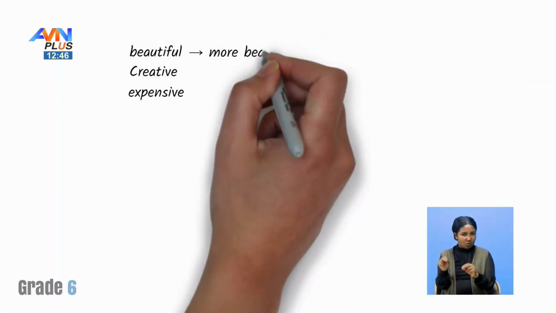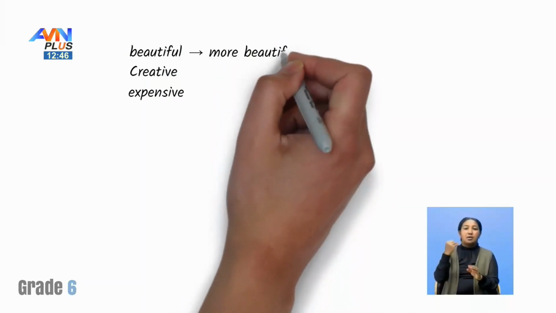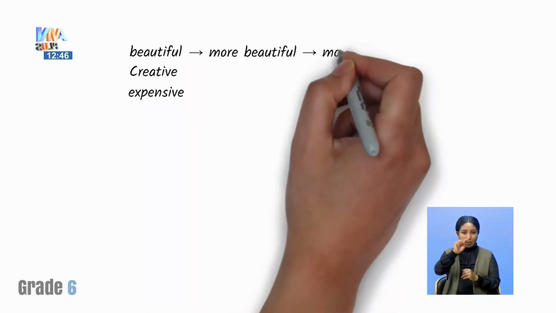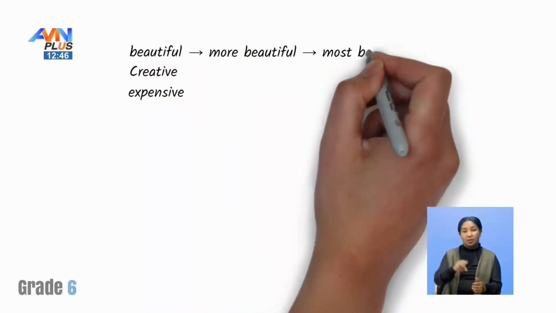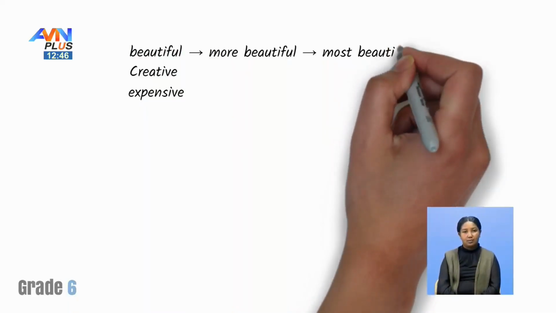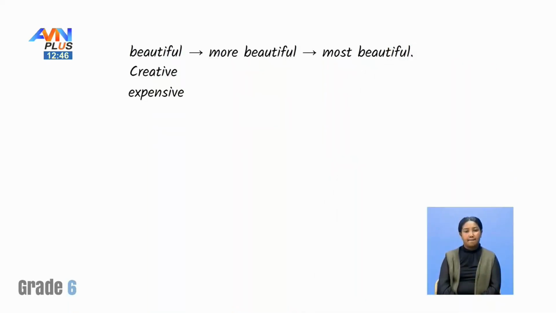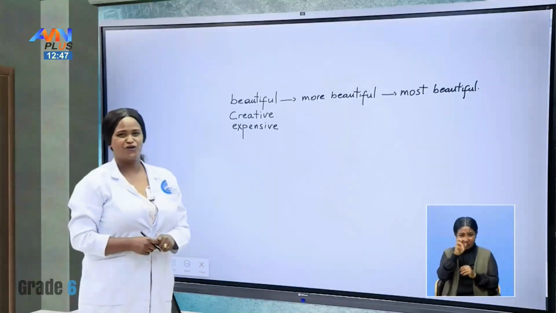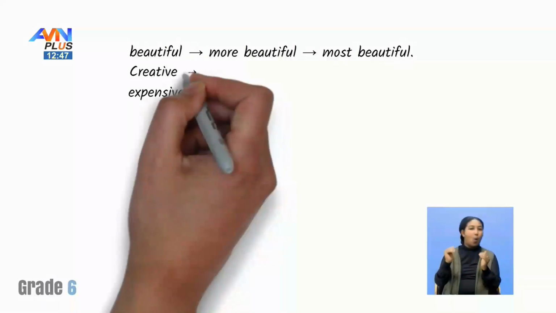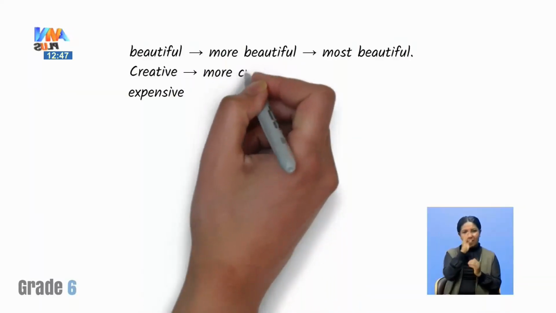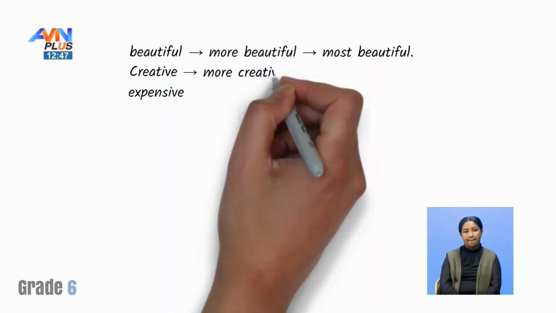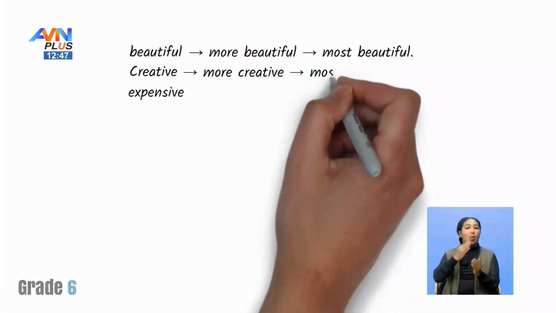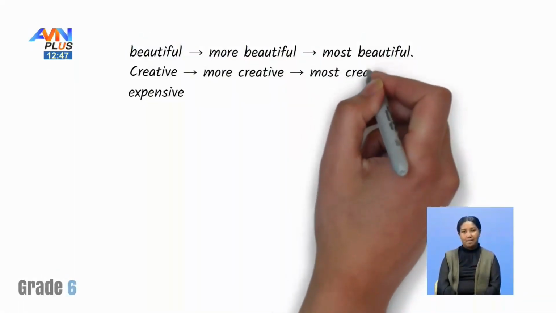More beautiful. More beautiful. How about the superlative? Yes? Most beautiful. Okay? Let's use, how about creative? Can you say creativer? No. We say what? More creative. More creative. And the superlative form? Most. Very good. Most creative. Good.